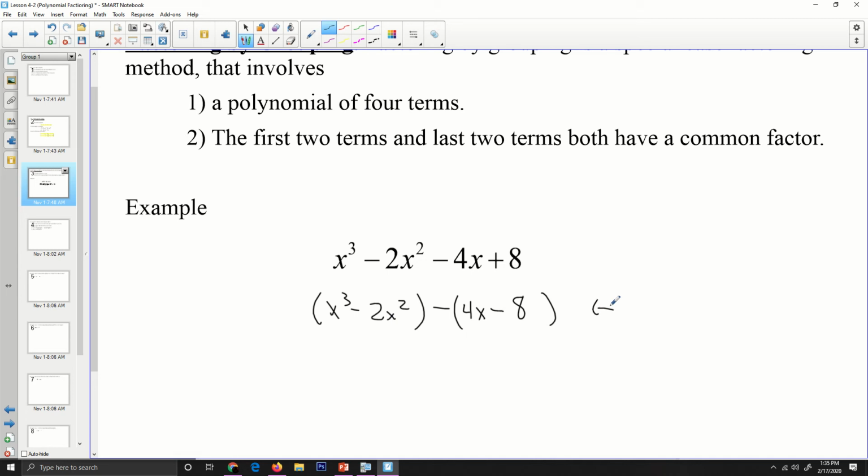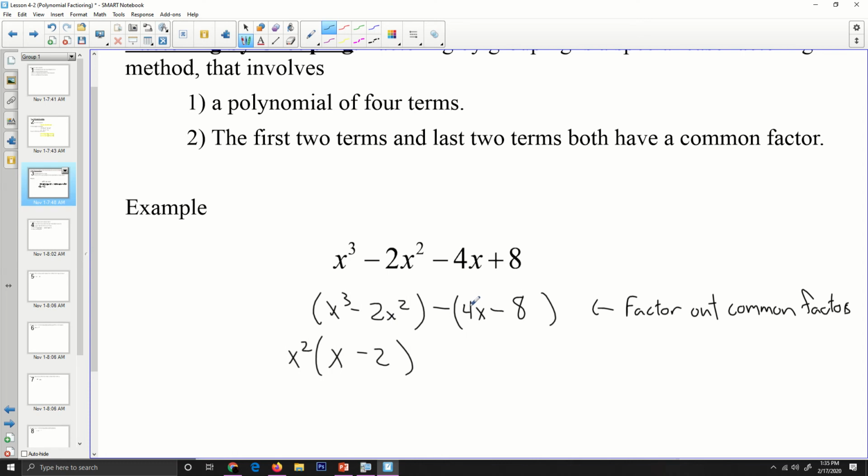Now, at this point, I want to factor common factors. All right, so I look at this one and I say, what is common to these two terms? Well, in x to the third and 2x squared, the greatest common factor to these two terms is x squared. So I'm going to factor out an x squared. And when I take x to the third and I divide out an x squared, all I'm left with is just an x. And when I divide negative 2x squared by x squared, I'm left with just 2.